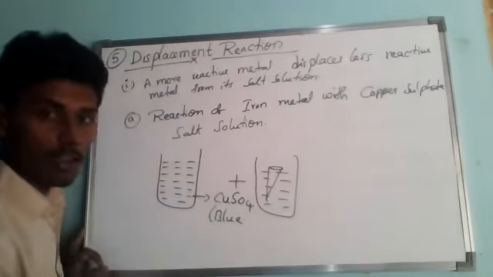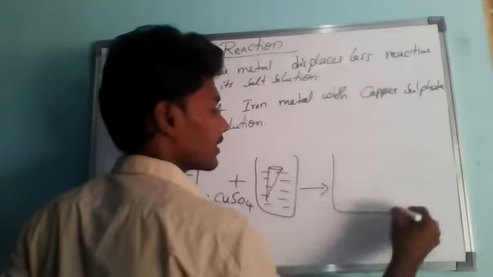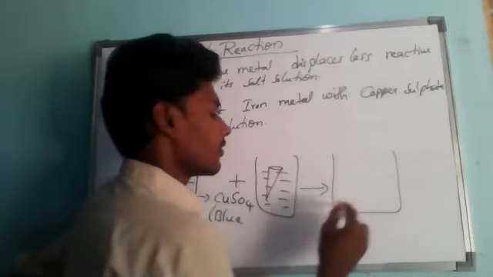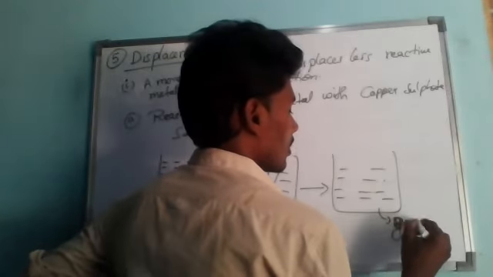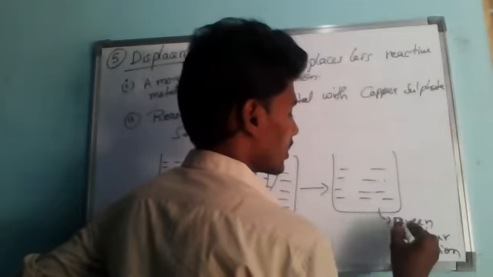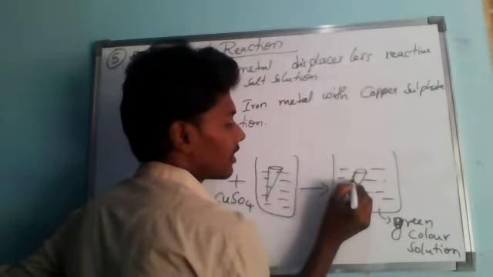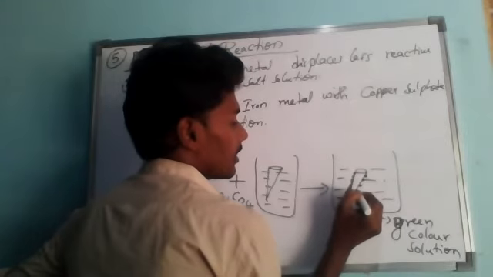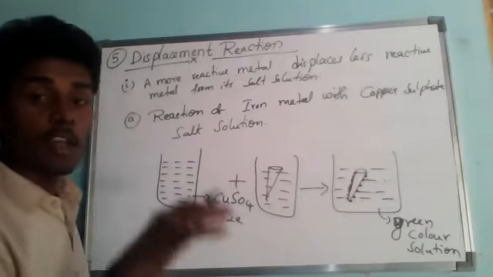I am adding a small iron nail, and if I leave it for a few minutes, I can see that the blue color slowly disappears. The blue color solution turns into a green color solution. The iron nail is normally in a grayish color, but we can see that on its surface we get a red brown powder-like substance. That is copper. Copper is separating from the copper sulfate solution as free copper.